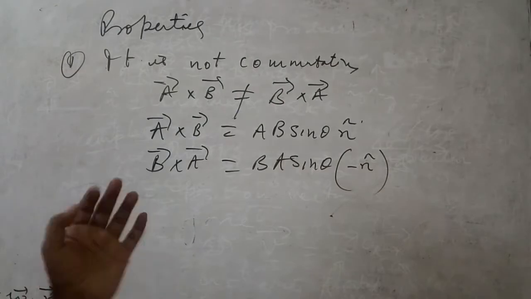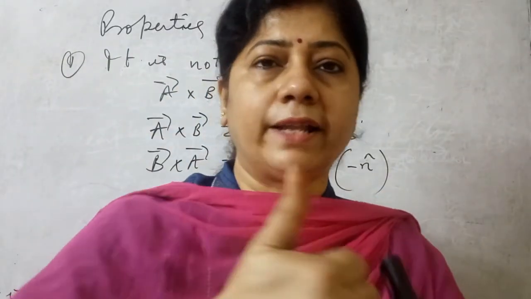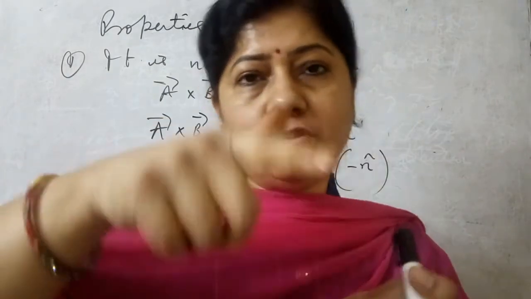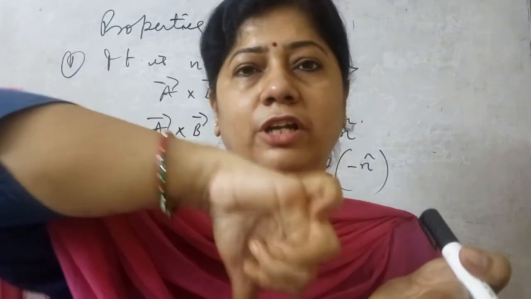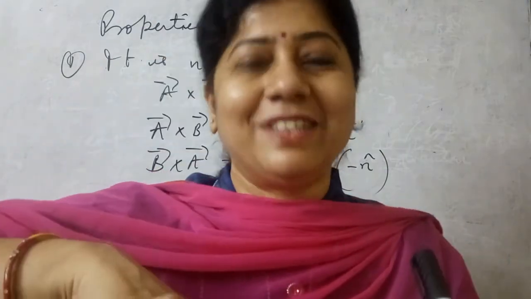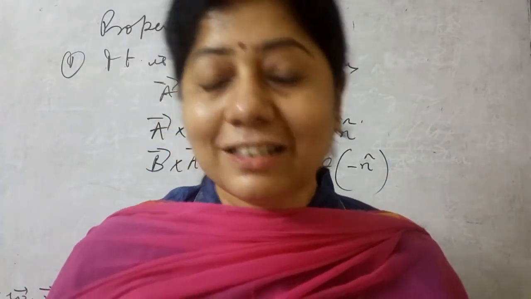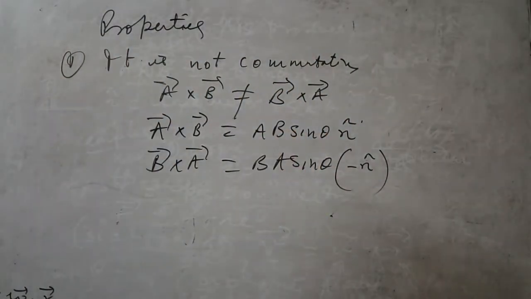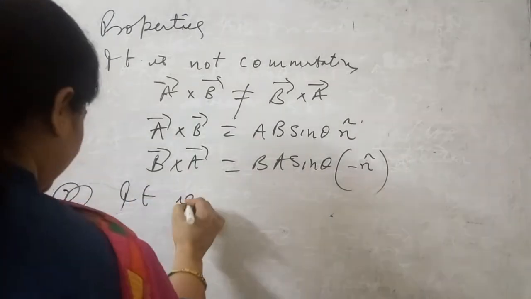The direction becomes negative. Why? Because if you have taken A vector and B vector and the plane is in the upward direction, then if you go B vector cross A vector, it will be in the downward direction. That plane will be in the downward direction. So you find that it becomes negative. So A vector cross B vector is equal to minus B vector cross A vector. It is not commutative. The second property: it is distributive.